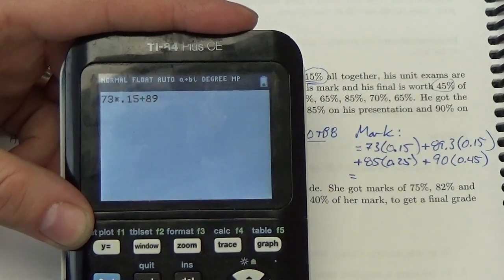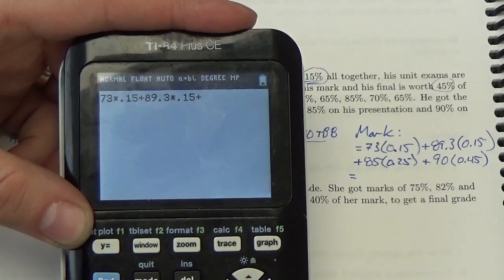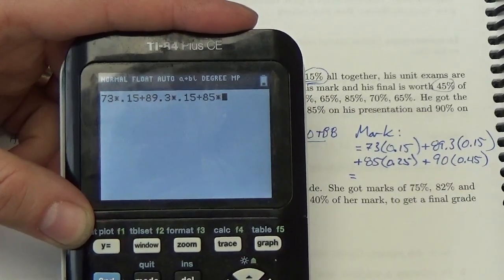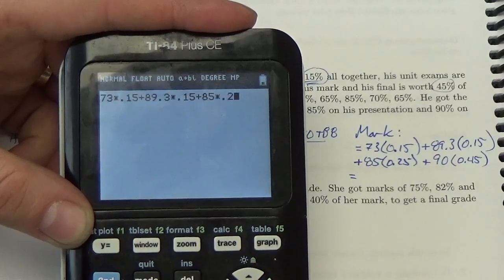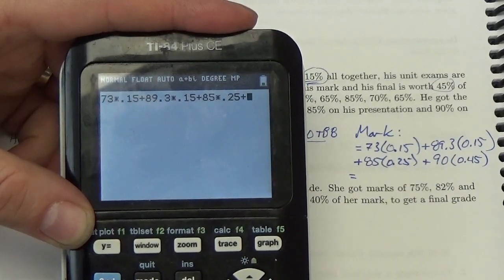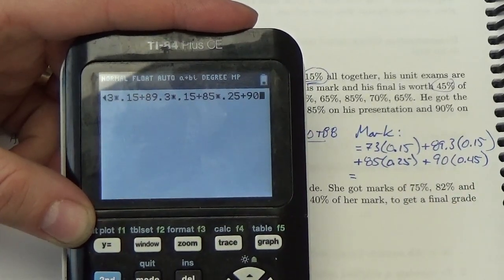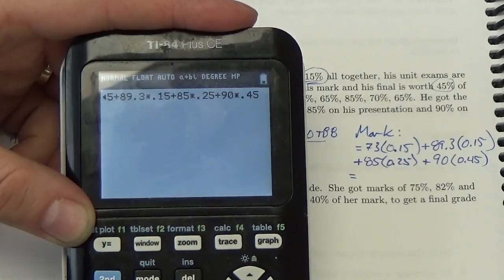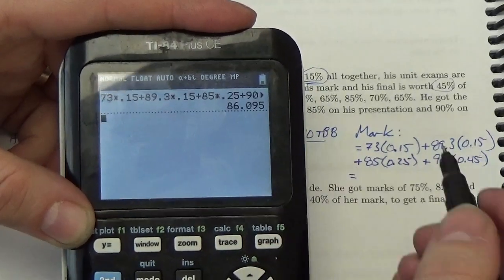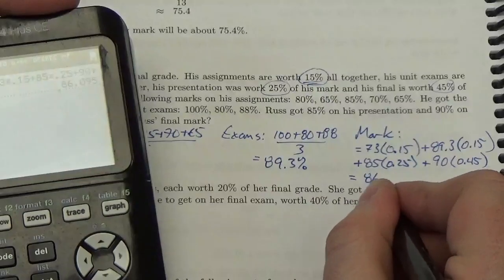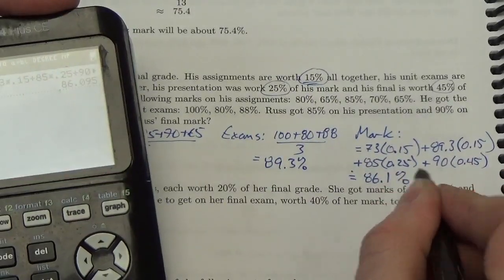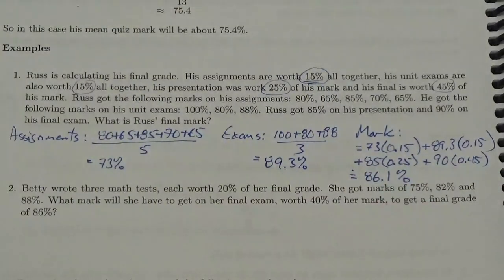Then we've got the 89.3, and that is also worth 15% of the total. His 85 is worth 0.25, 25% of the total. And the 90 is worth 45%. Put that all together, and when I round that, he's going to get 86.1%.